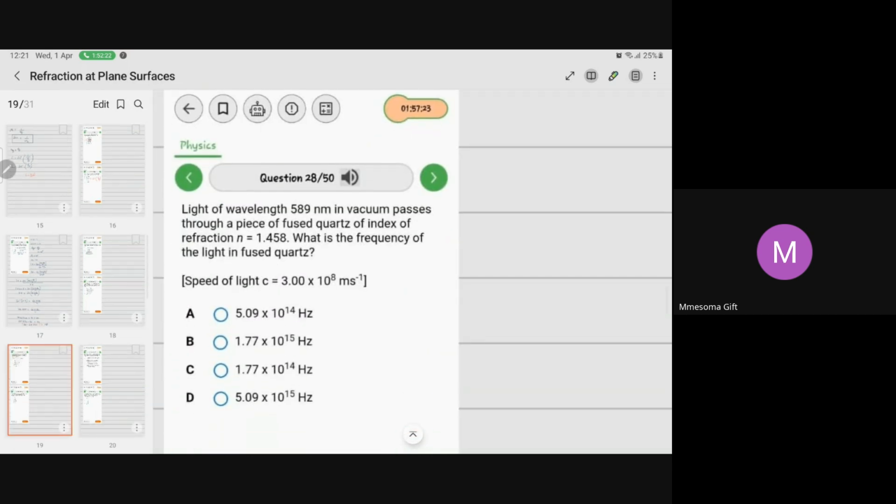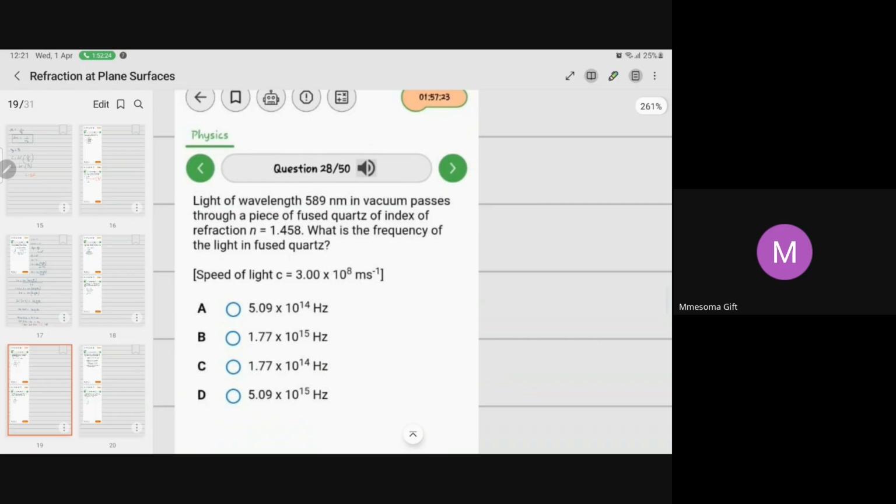Let's go to the next one very fast. They said light of wavelength this, in vacuum, passes through a piece of fused this, and what is the frequency of the light in the glass? They gave us the speed of light, right? They're giving us lambda, and the light passes through a piece of this. They give us a refractive index. They give you the speed of light, and they are asking for the frequency. So what will it be? Very fast, guys.